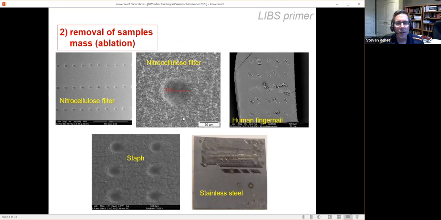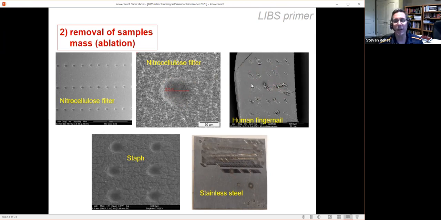So these are all, I believe, except for the lower right-hand corner, scanning electron micrographs of shots taken in our lab, of laser shots on the nitrocellulose filter that we use to sample bacteria. I had a student who was working on human fingernail studies, which is shown here. And here's the laser shots on a piece of steel that we use for calibration. And you can see that sometimes it behaves beautifully and forms nice little almost hemispherical craters. And then sometimes it works really, really badly, like on the human fingernail.